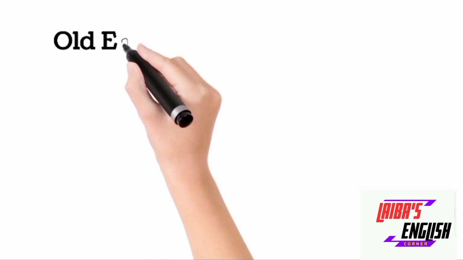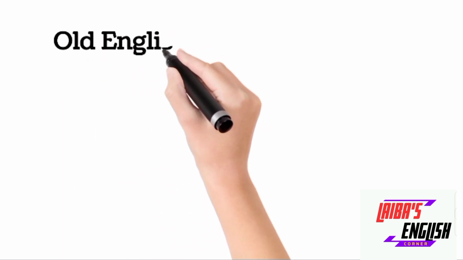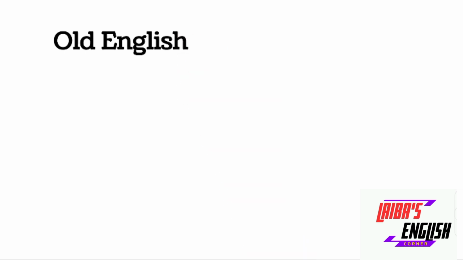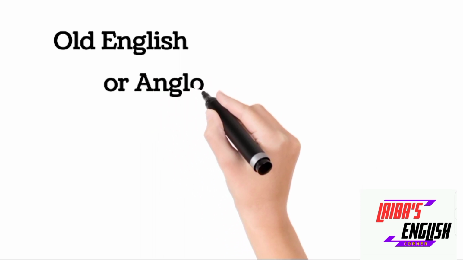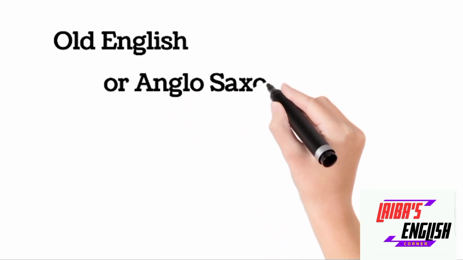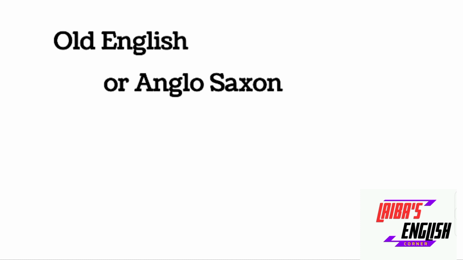English is the most famous language of the world. But where this language came from is an important question. So, in today's video, we are going to discuss the history of the English language. This is chapter number 1, video number 1: Old English, or we can say the Anglo Saxon period.